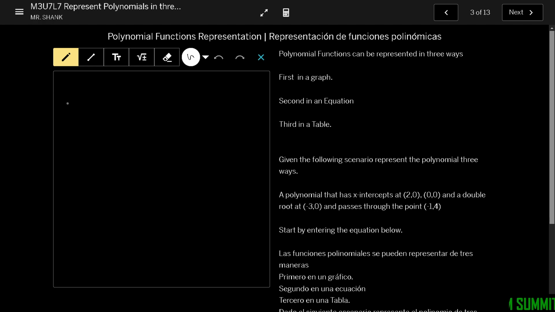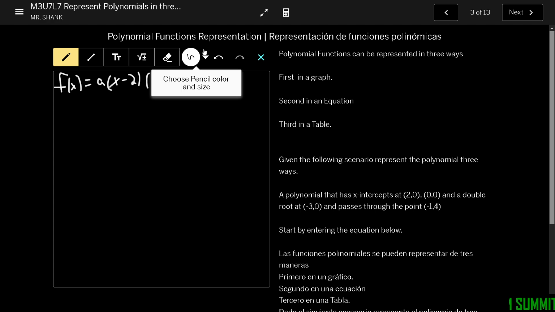So moving on, let's write out our general equation. So when I say I have f of x equals, I'm going to say I don't know what a is, go through the points. I have x minus 2 times x itself, and I have a double root at x plus 3. I need to have something squared. There you go. All right. I need to figure out why my pen's being so weird, but we're still good.